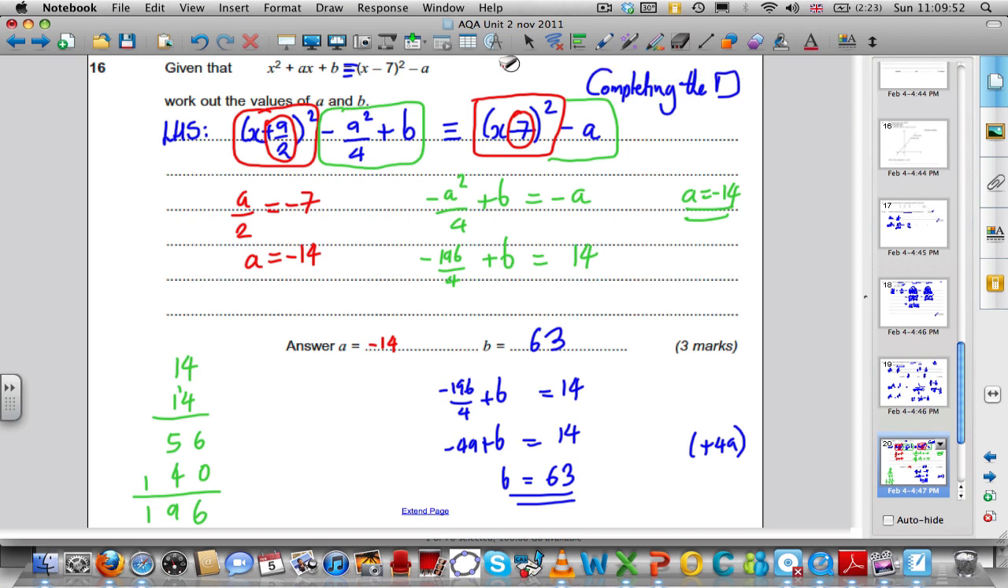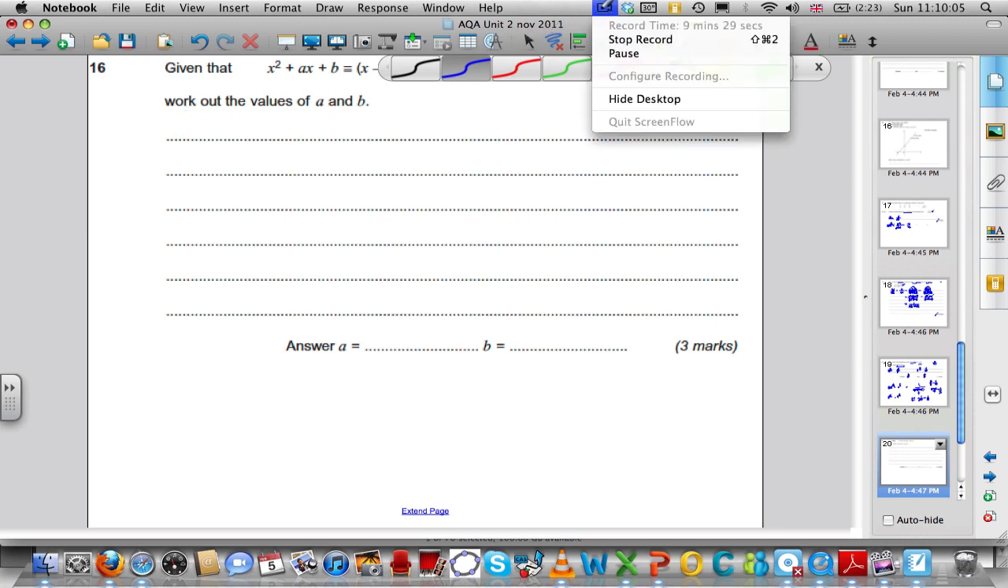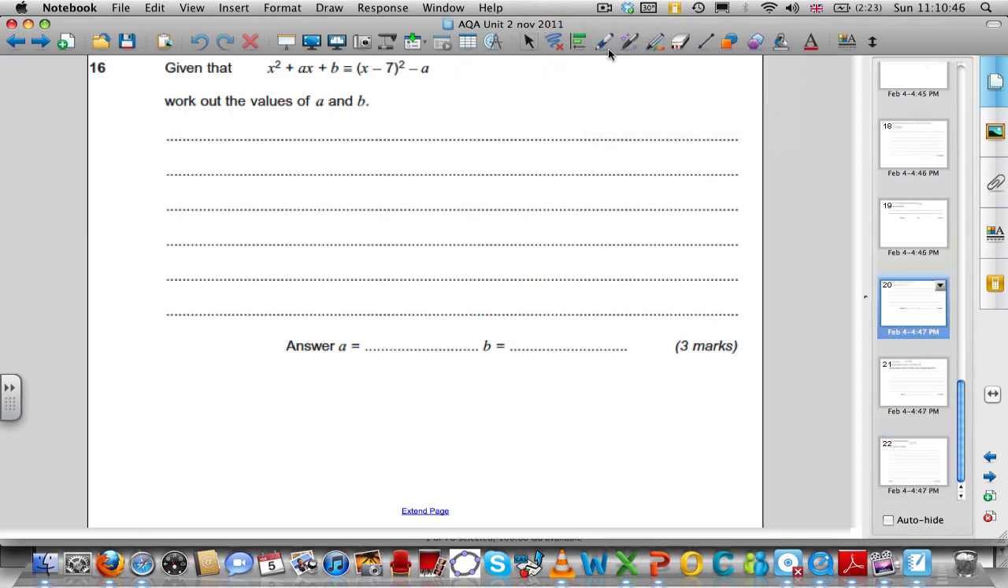There is another way of doing it. Let's have a go at another way of doing it here, just to make sure we've got different access to these questions. If we actually expanded out the left-hand side, so we worked out the left-hand side is equal to x squared plus ax plus b, okay, no expanding needed, and we expanded out the right-hand side, so we're working out x minus 7 times x minus 7 minus a.